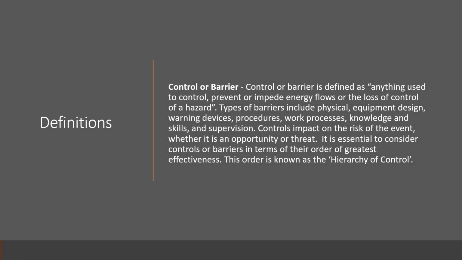Control or barrier. A control or barrier is defined as anything used to control, prevent, or impede energy flow or the loss of control of a hazard. Types of barriers include physical, equipment design, warning devices, procedures, work processes, knowledge and skills, and supervision. Controls impact on the risk of the event, whether it is an opportunity or threat. It is essential to consider controls or barriers in terms of their order of greatest effectiveness. This order is known as the hierarchy of control.